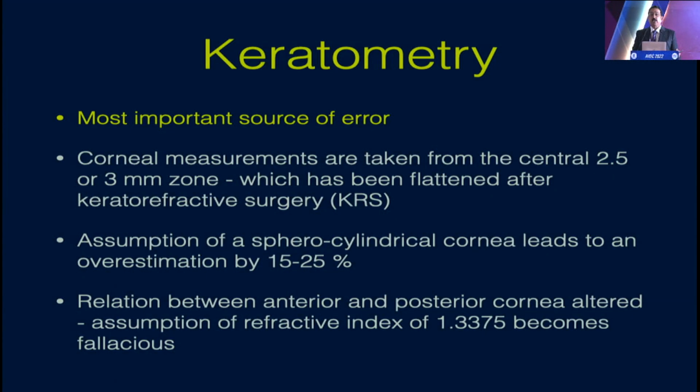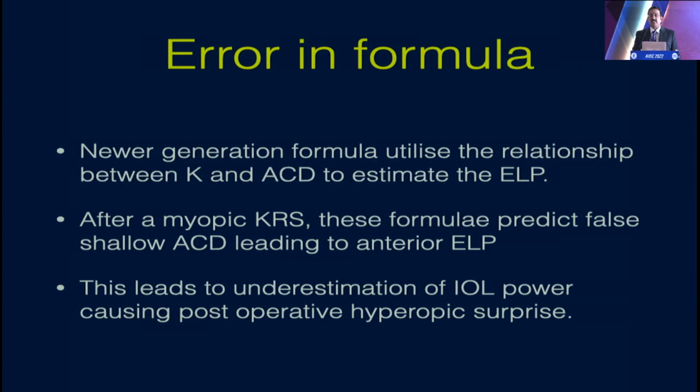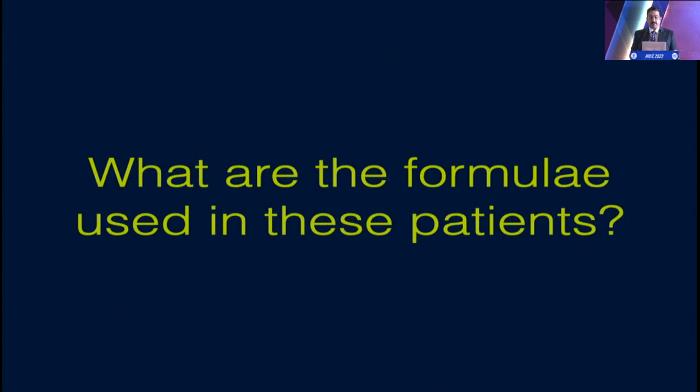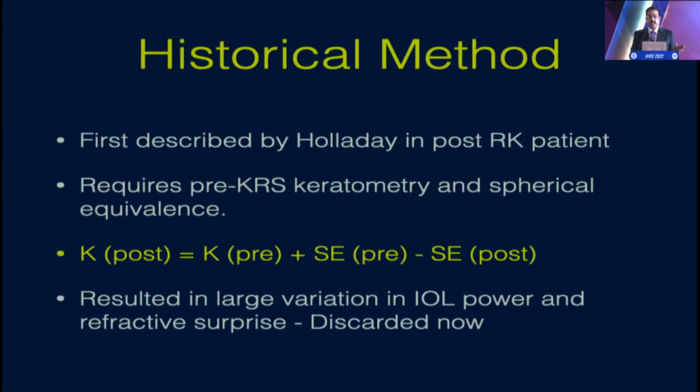It's the keratometry, where the assumption of a spherocylinder cornea leads to an overestimation of 15 to 25%. The relation between the anterior and the posterior cornea is altered, and the assumption of the refractive index of 1.3375 actually becomes fallacious. So it's an error in the formula, and thereby after a myopic KRS, these formulae predict a false shallow ACD, leading to an anterior ELP, and thus an overestimation of the intraocular lens power, causing the postoperative hyperopic surprise.